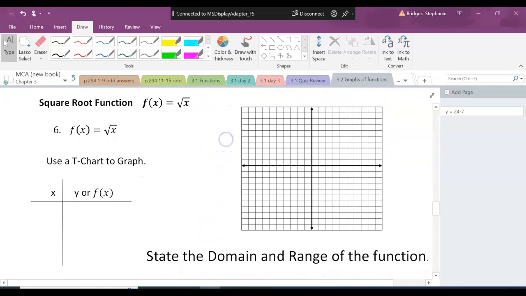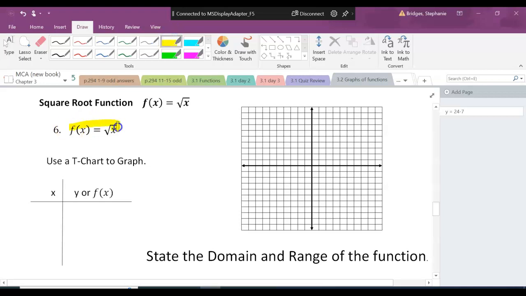Ooh. This one's going to be slightly different because we have to choose some different values. Why do you think I need to choose different values? It's a square root, and I can't take the square root of a negative, can I? Also, what kind of numbers should I probably choose? Perfect squares. Otherwise, we're going to get a decimal, and those are going to be extremely difficult to graph.